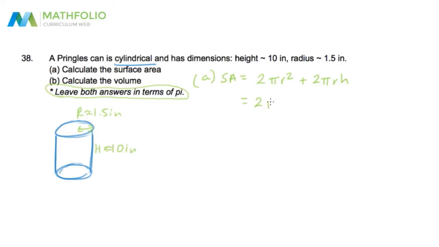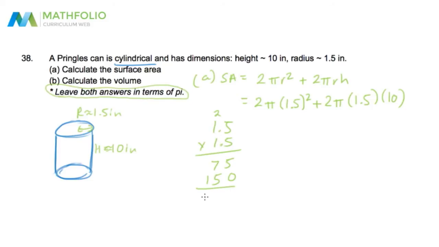So this equals 2 times pi times r, which is 1.5 squared, plus 2 times pi times 1.5 times 10. So this is 2 pi r h. So in this case, we're going to need to do 1.5 squared. So 1.5 times 1.5. 5 5's are 25. 5 1's are 5, plus 2 is 7. Then 1 times 5 is 5. 1 times 1 is 1.